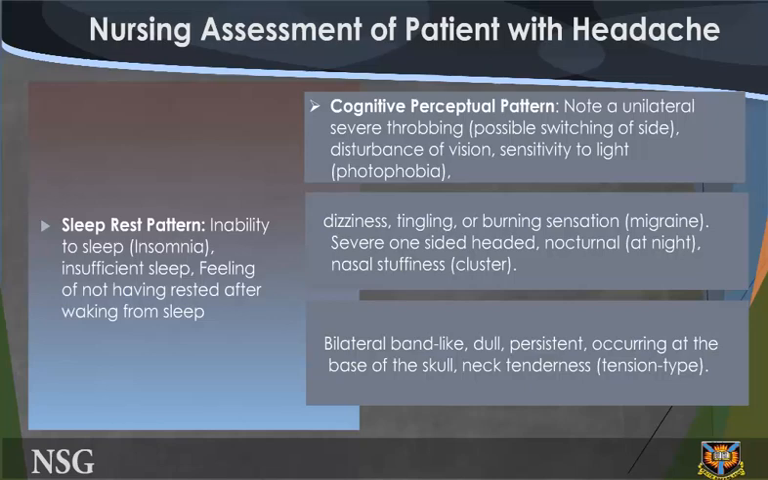Cognitive perceptual pattern. Note a unilateral severe throbbing, possible switching of side, disturbance of vision, sensitivity to light, photophobia, dizziness, tingling or burning sensation: migraine. Severe one-sided headache, nocturnal, at night, nasal stuffiness: cluster. Bilateral band-like, dull, persistent, occurring at the base of the skull, neck tenderness: tension type.